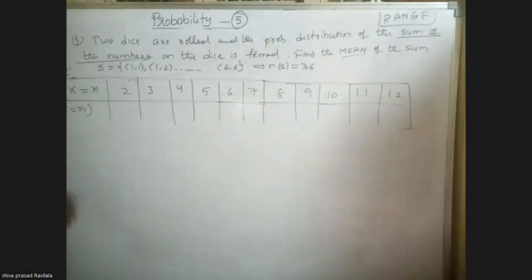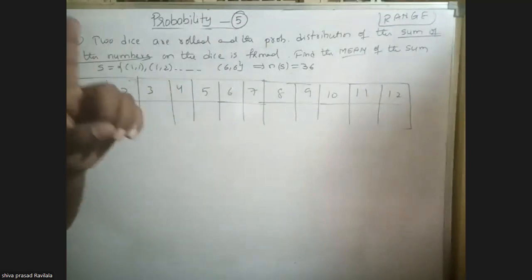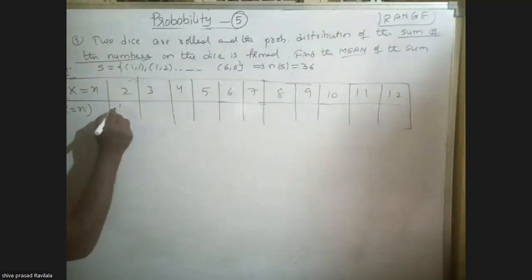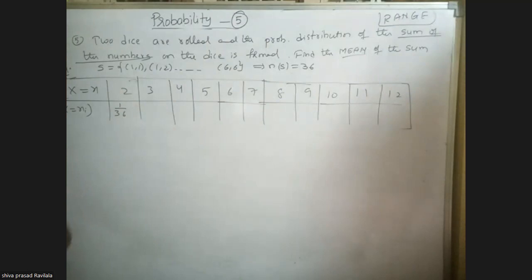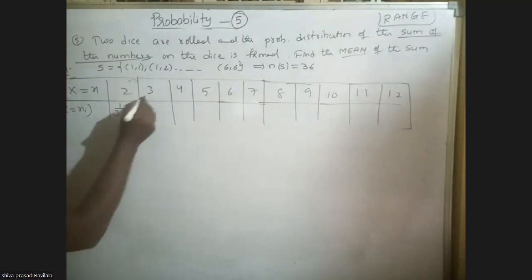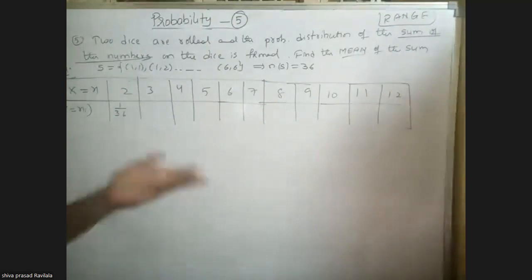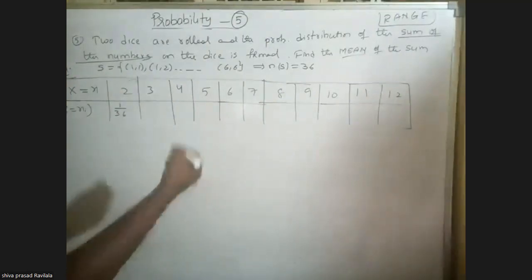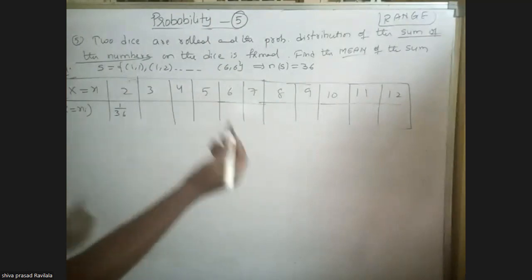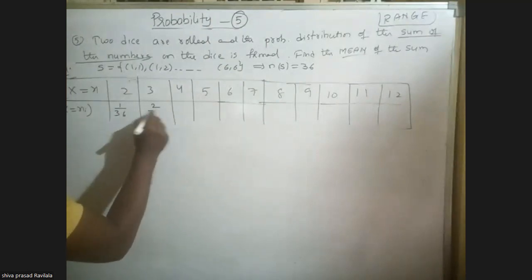The sum on the two dice becoming 2: how much is the probability? Both get 1, 1. Only one chance, therefore the probability is 1 by 36. This condition is important. Getting 3, how many ways, Andy? 1, 2 and 2, 1. Only 2 ways. First die shows 1, second die 2, or first die 2, second die 1. That is 2 by 36.